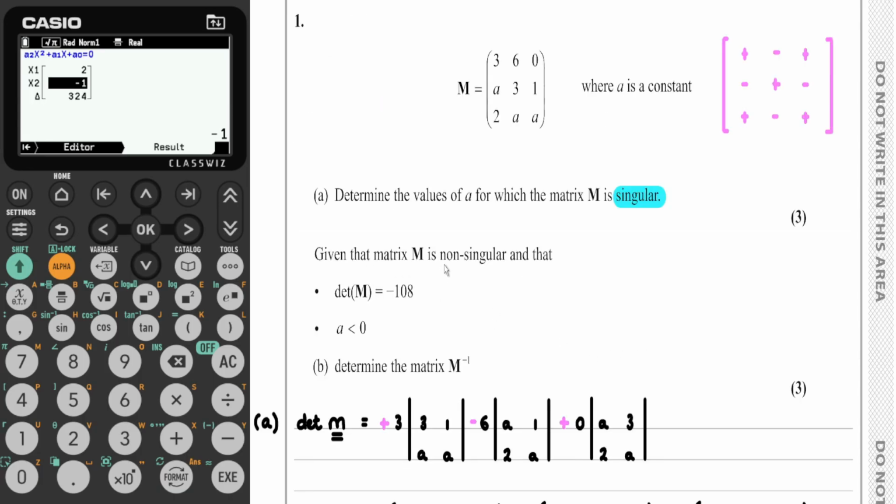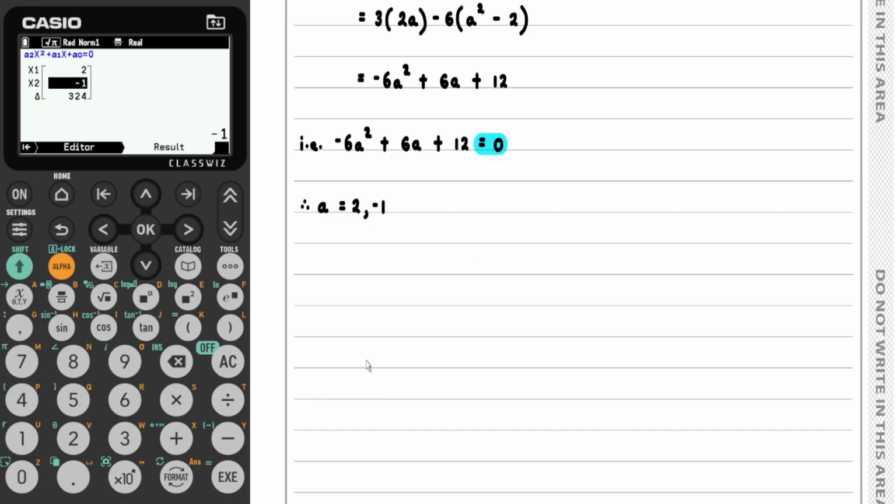Given that matrix M is non-singular and that the determinant of M is equal to negative 108 and a is less than 0, part b: determine the matrix M inverse. For part b, we know that the determinant of M is equal to negative 108. So we have negative 6a squared plus 6a plus 12 equals negative 108. And if I rearrange, we would have negative 6a squared plus 6a plus 120 equals 0.